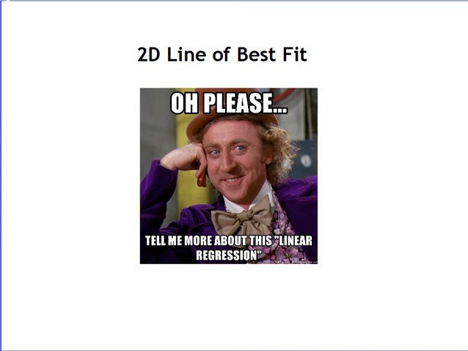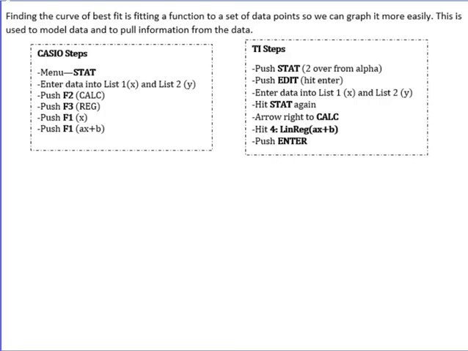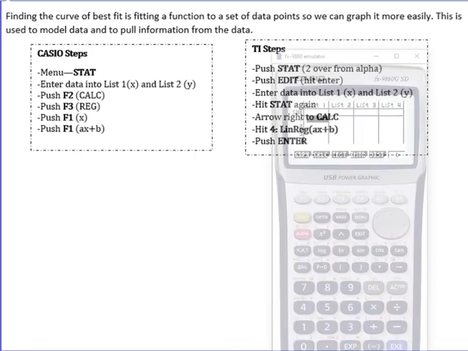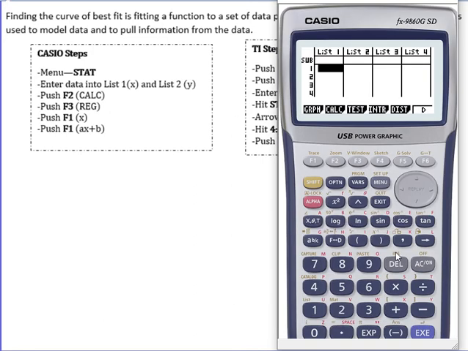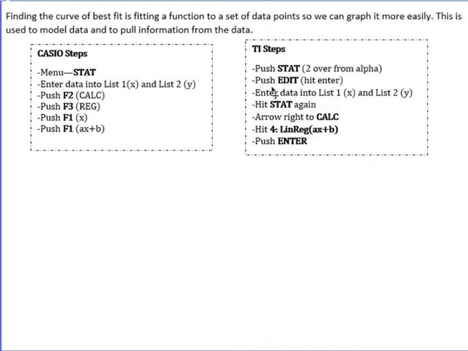Lesson 2D, we're going to learn how to find a line of best fit on your calculator and use that equation to make some predictions. So these are the steps, and these are in the notes. I am going to go through showing you how to do it on a Casio calculator because that's what most people have. If you have a TI, the steps are here that you can follow, and then if you have questions or issues, we can talk about it in class.